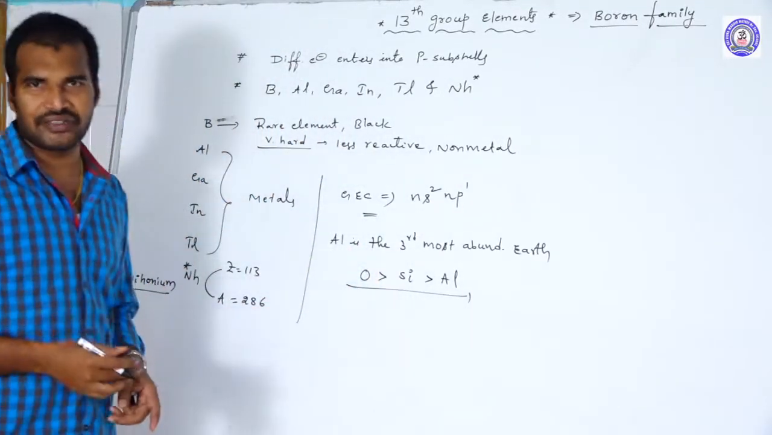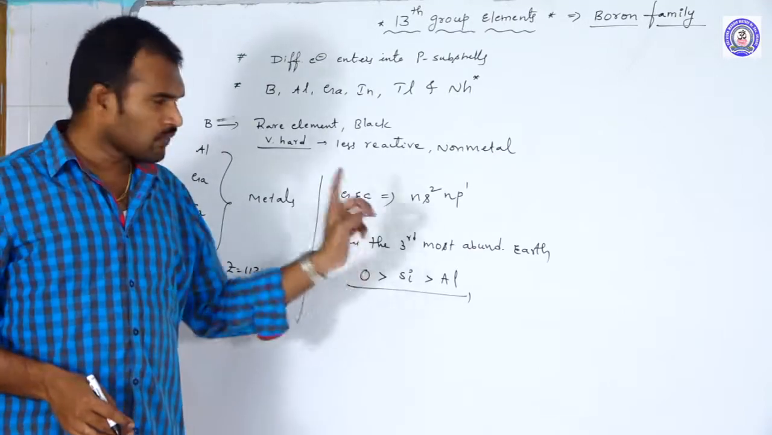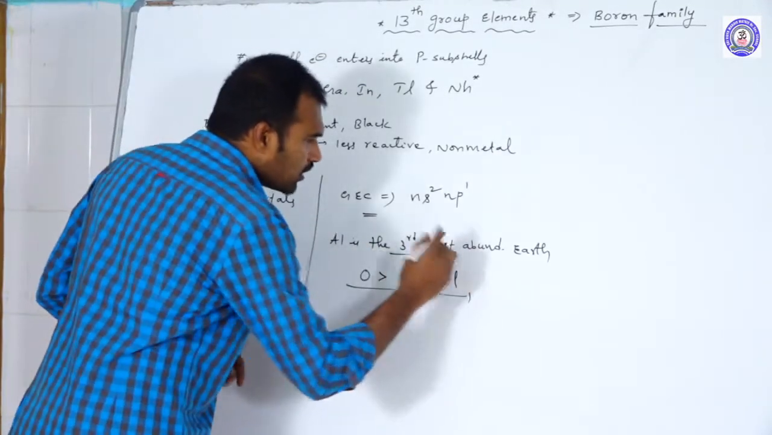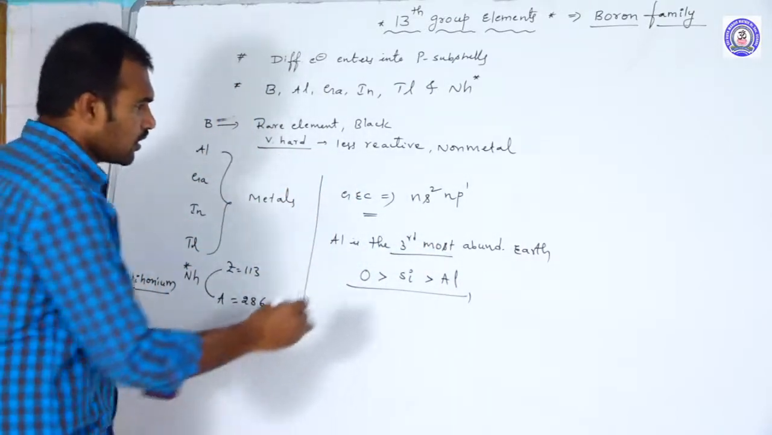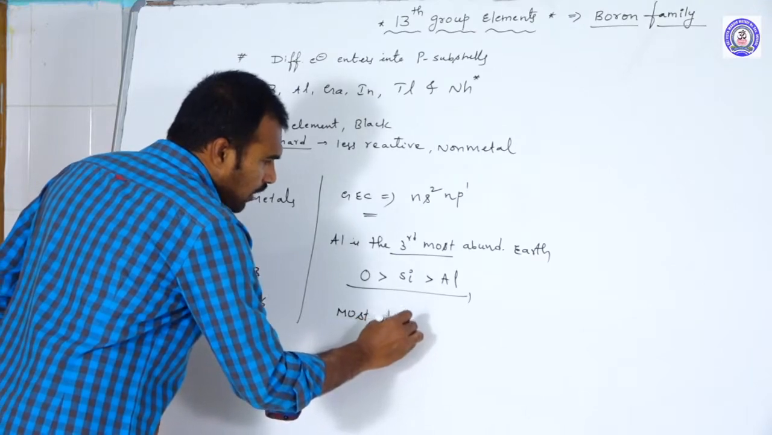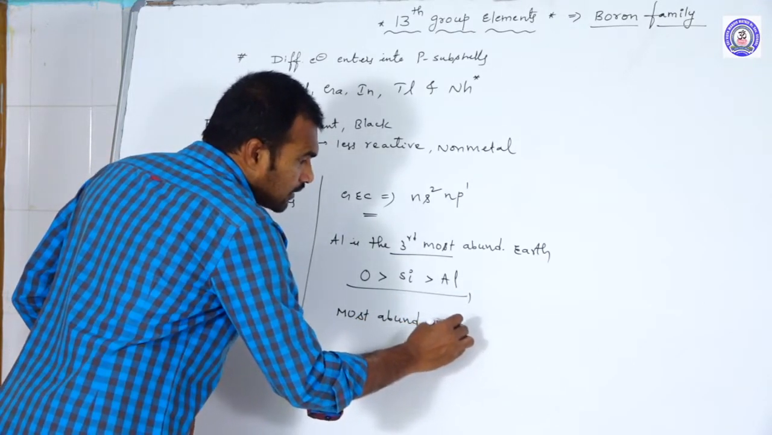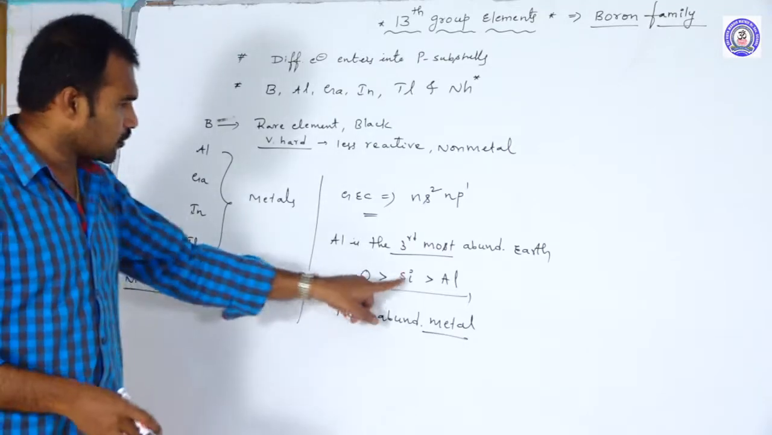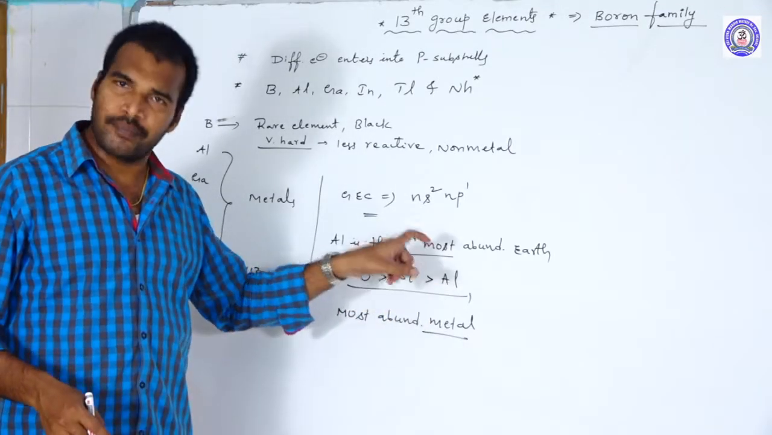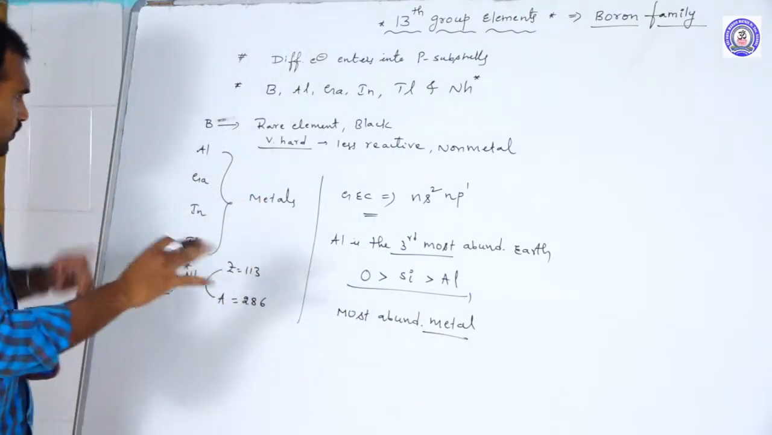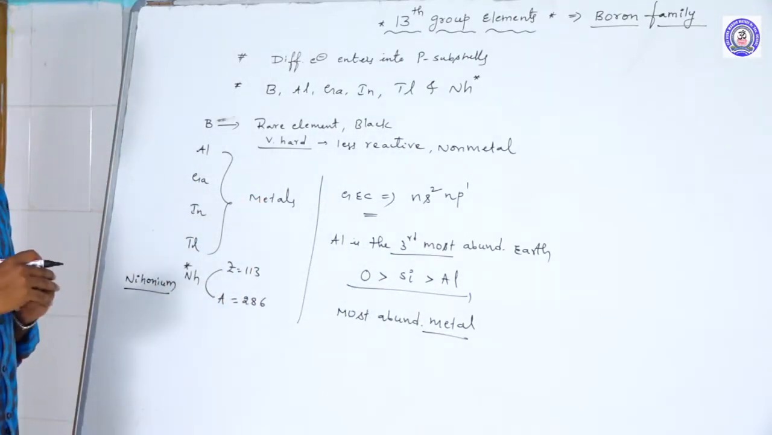Oxygen is more abundant in the earth crust, thereafter silicon, and the next one is aluminium. Aluminium is not only the third most abundant element in the earth crust, this is the most abundant metal in the earth crust. Why? Because the first two are non-metals, then the third one is metal. So this is the most abundant metal in the earth crust. So this is a general introduction about the 13 group elements.